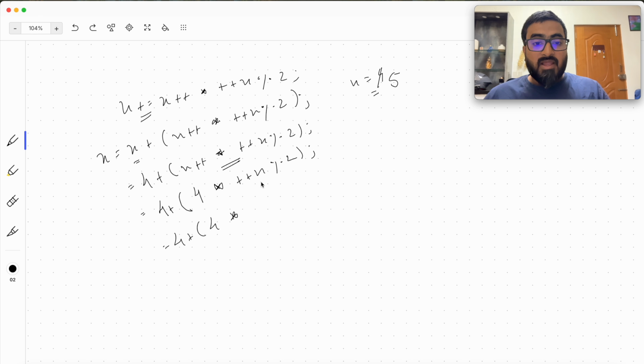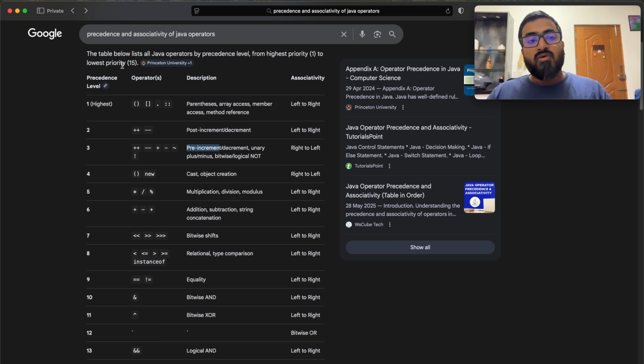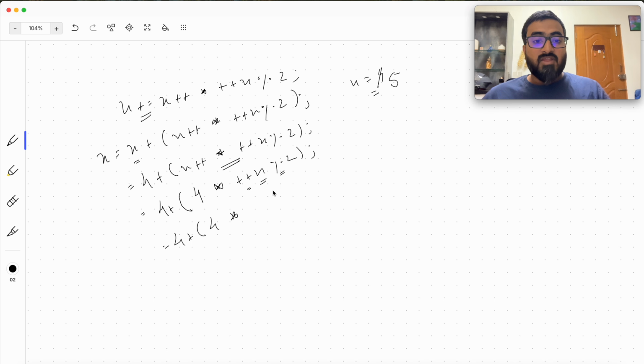Now this variable x belongs to ++ and not %, because pre-increment ++ has higher precedence over %, which you can check from this table. All you have to Google is precedence and associativity of Java operators, which gives you a table. One is the highest precedence, that's why you see parenthesis on the top. So we have pre-increment above %. So ++x will happen first, then % 2.